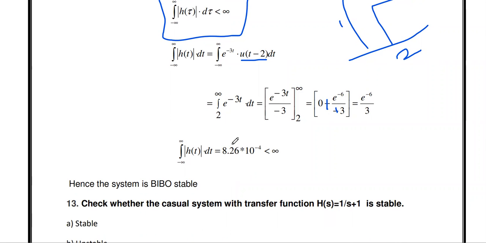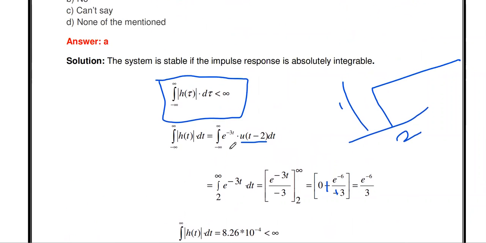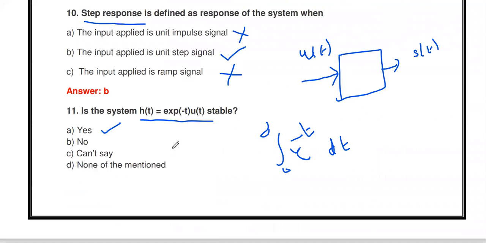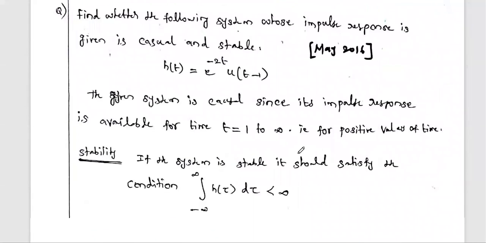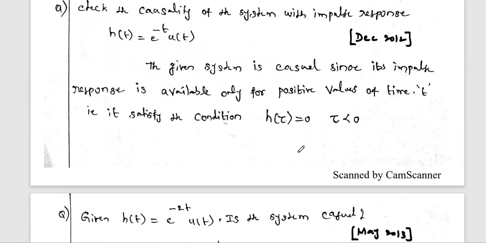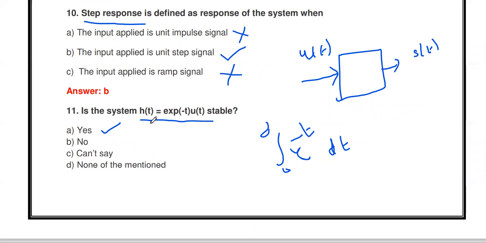So this answer is finite or not? Yes, finite. So it should be less than infinity. So the given system is a stable system. Similar to this way, we have to solve this e power minus t u of t problem. Already I have this problem. You see, this is the problem, e power minus t u of t. This is the previous question, the 11th question.